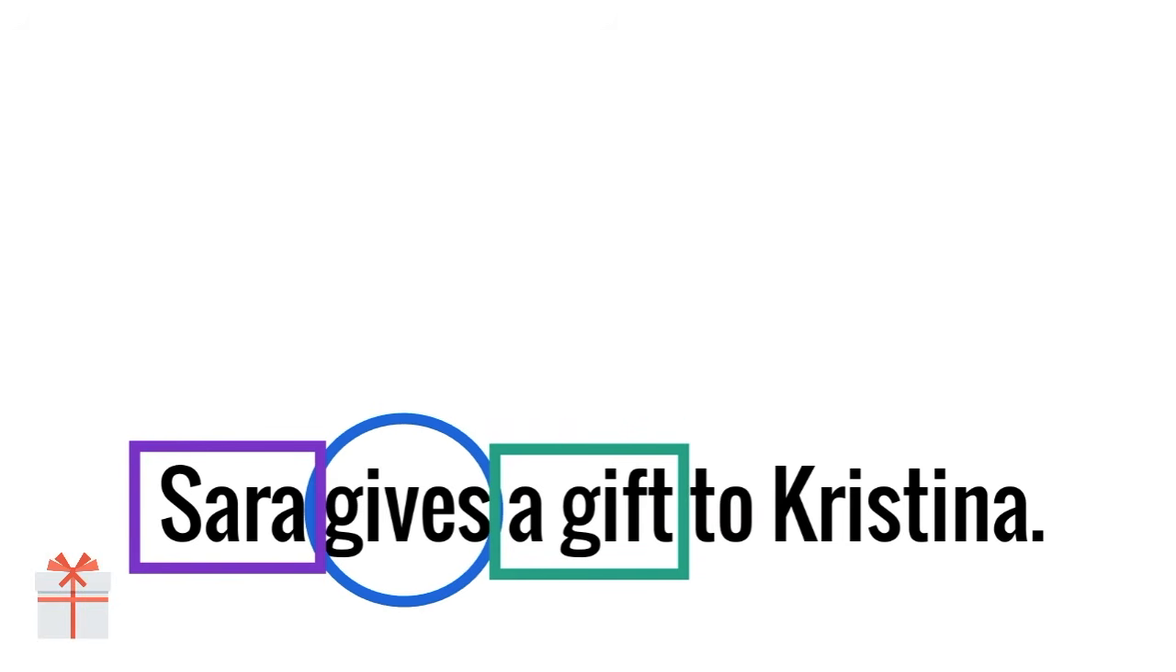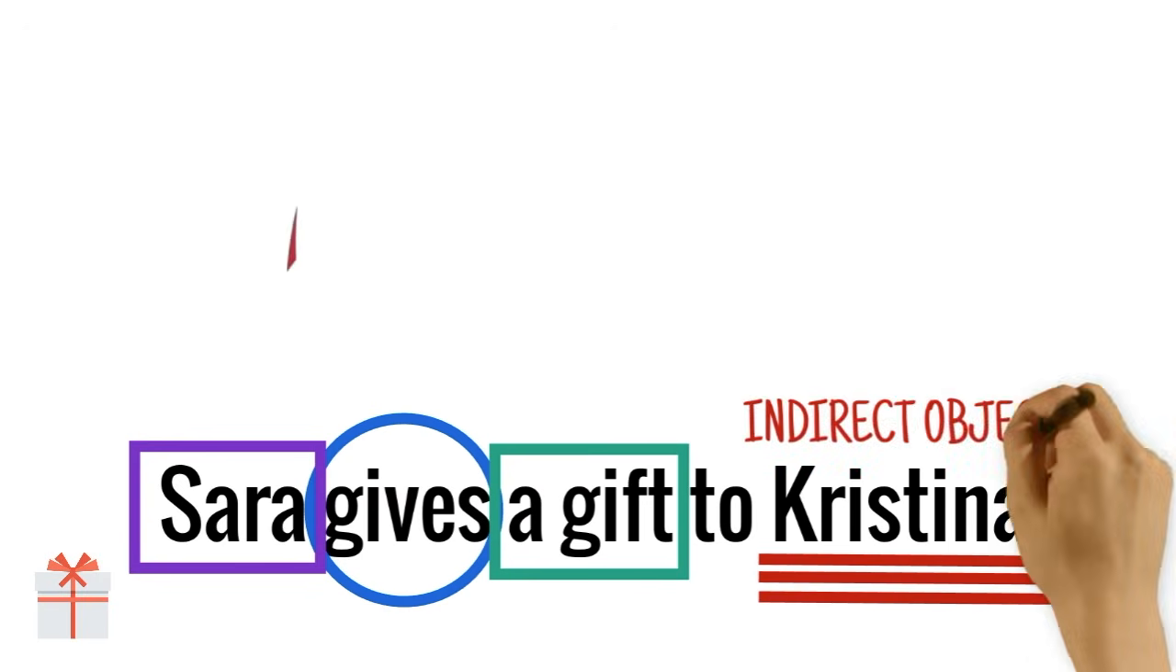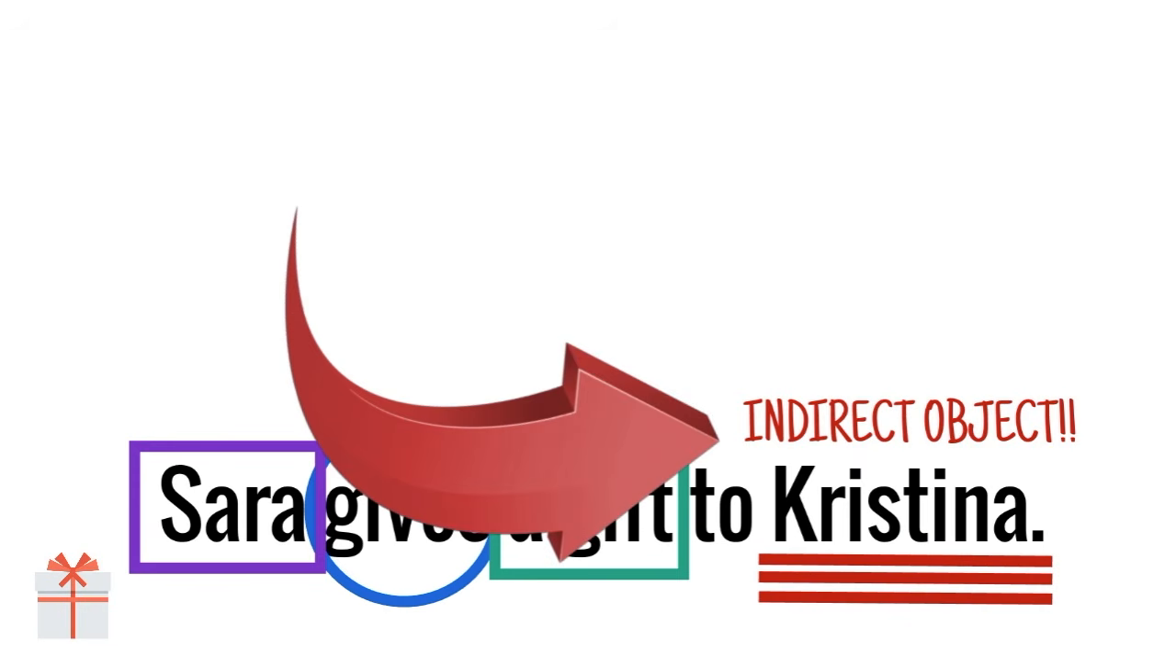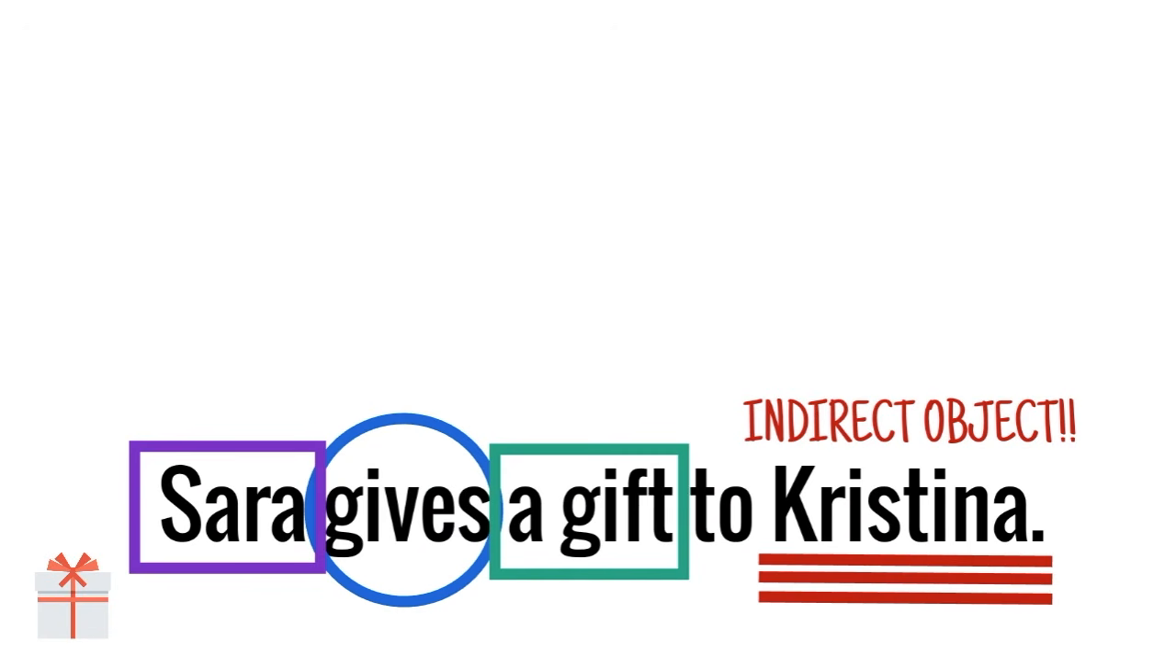Now, who is indirectly receiving the action? Of course, it's Christina. Christina benefits from the action of giving, but she's not giving anything herself or being given. She receives the direct object. In this sentence, Christina is the indirect object. How would you replace the name Christina with a pronoun in English?